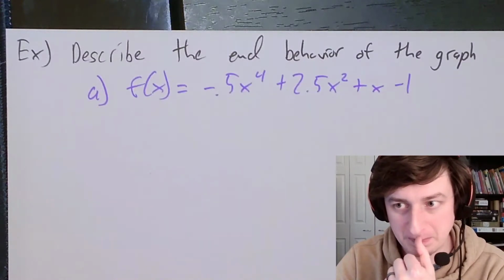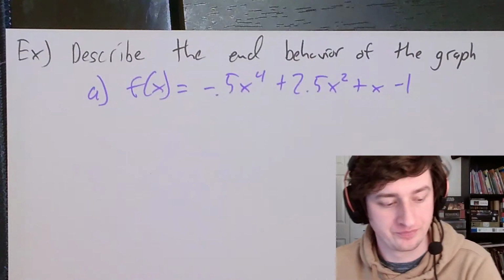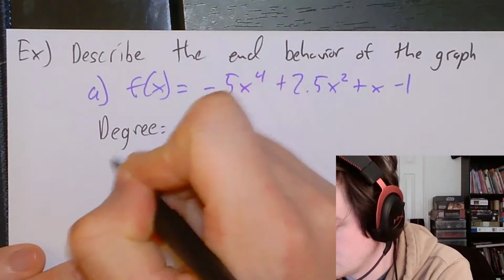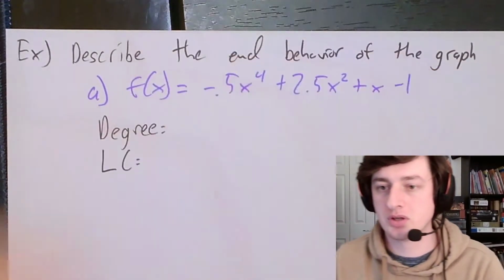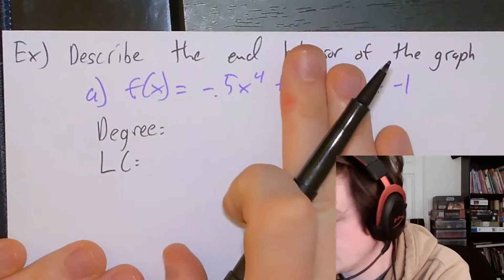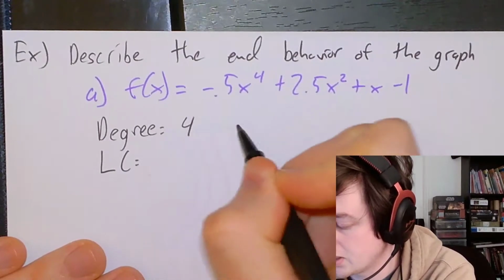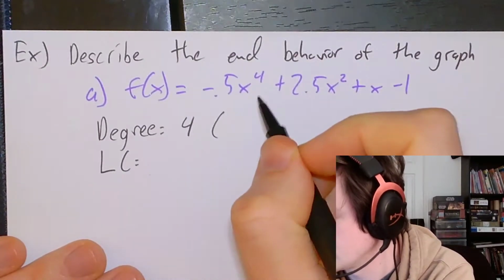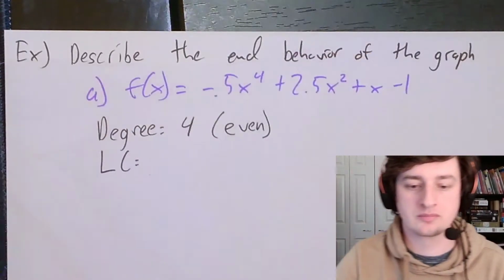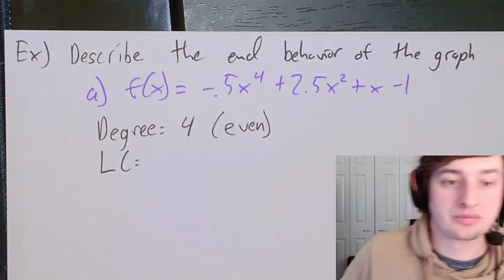The first term. Okay, so we're going to need to identify what is the degree and what is the leading coefficient. What's the number in front? Okay, so here, the degree, we don't care about this stuff. The degree is just the biggest exponent. It's 4. Is that number even or odd? Well, 4 is even. So we have an even degree. It's x to the fourth.